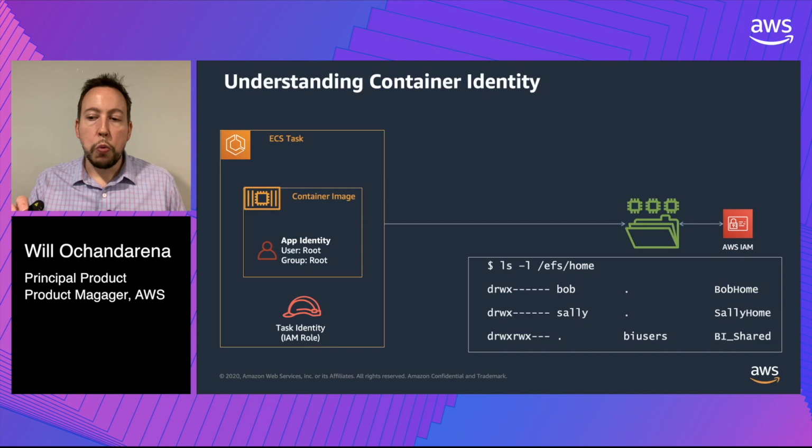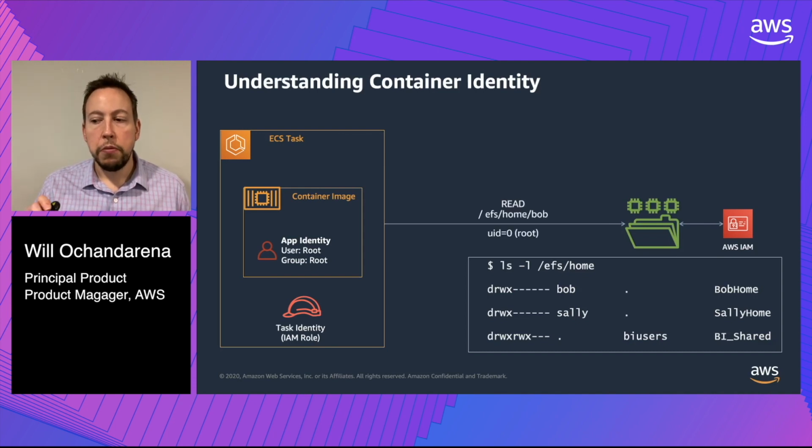Now, what we see here is that the container image that's part of this task has already been built, and at build time, the application was built to run as user root and group root. Remember, that's UID 0, group ID 0. Let's see what happens if you do no other configuration and that container tries to read and write from the file system. We see that it can do a read to Bob's directory with user ID 0.